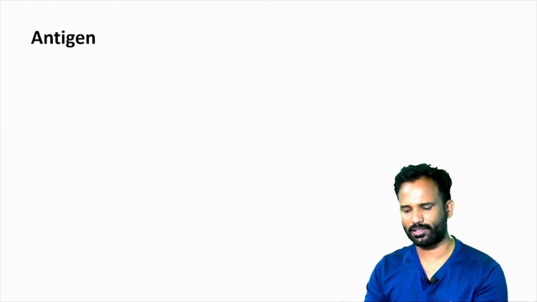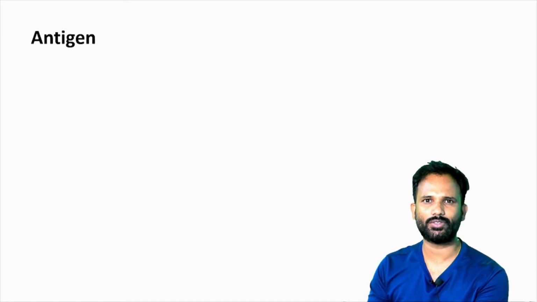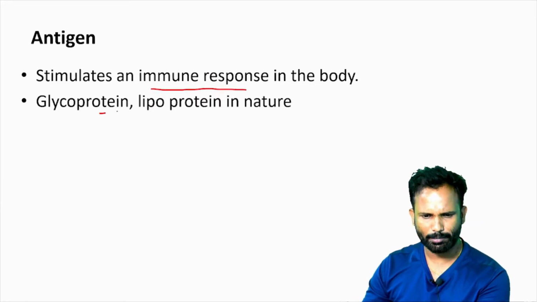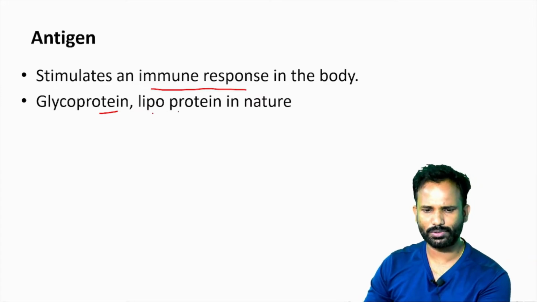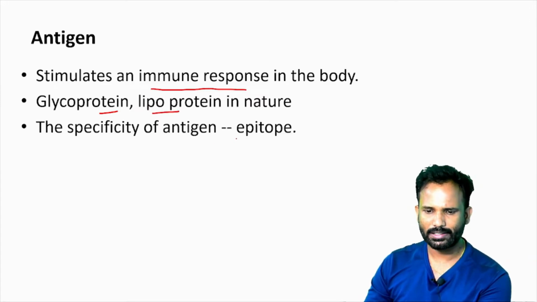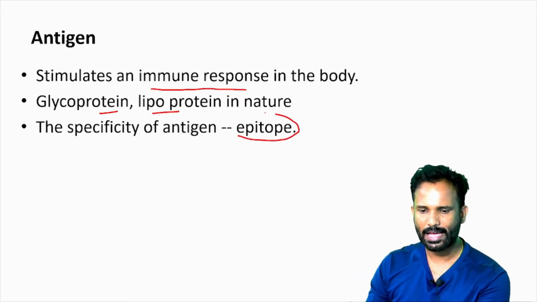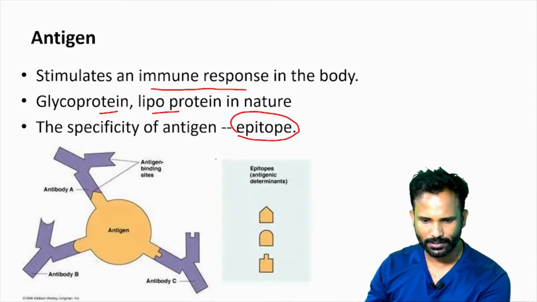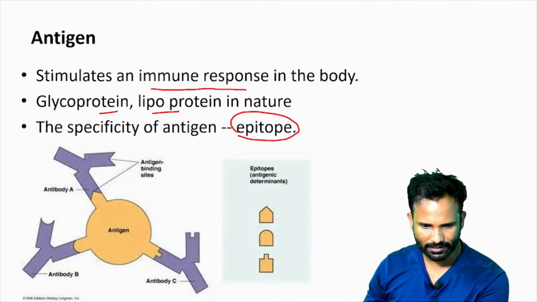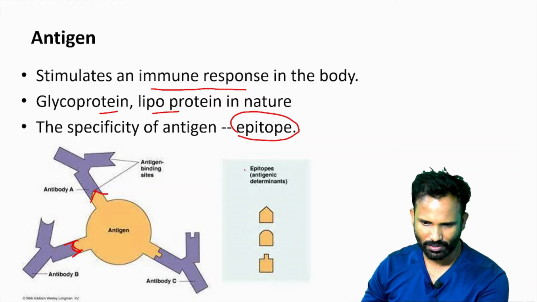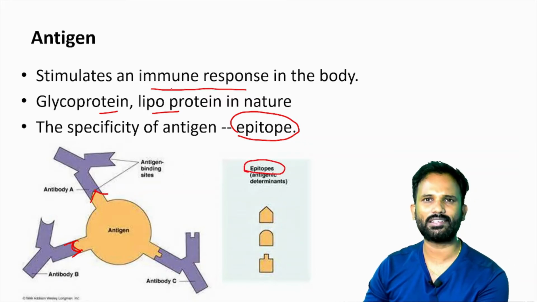And before going to the actual immunity, we should know what is an antigen and what is an antibody. So antigen is the one which stimulates immune response. And it may be a protein, or a protein combined with sugar, glycoprotein, or lipoprotein. And every antigen is specific because of a specific region called epitope. You can see here the antigen is having a shape and the antibody is having a similar fitting shape. And similarly here. So this region is called antigen determinants. We call them epitopes.